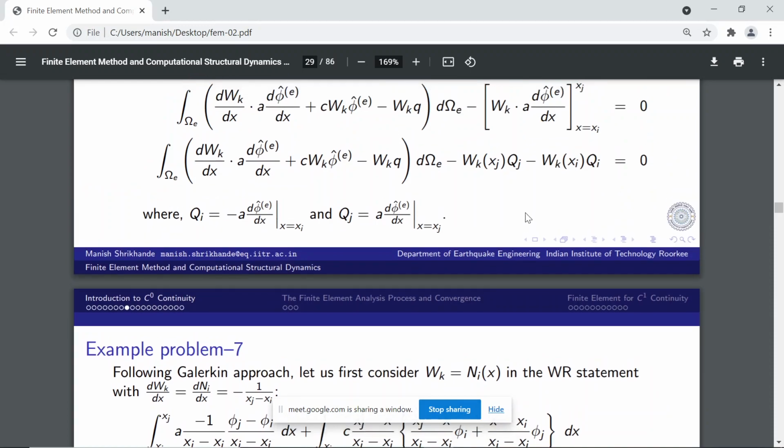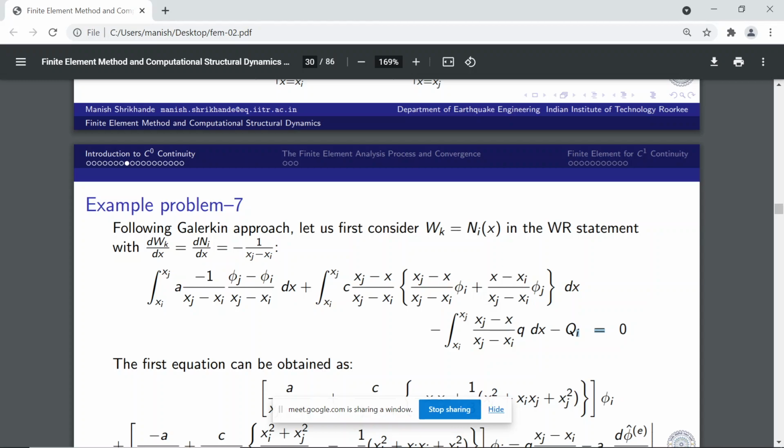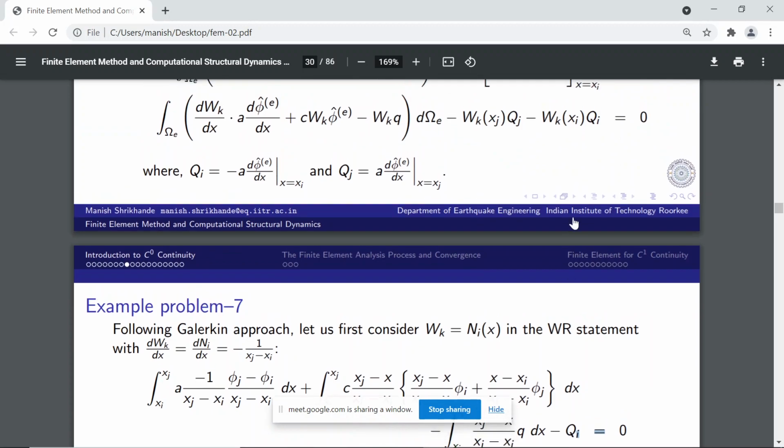There are two terms here: W at xj multiplied by qj, and W at xi multiplied by qi. So the qj term will vanish because Ni vanishes at xj. This term will vanish when the weighting function chosen is Ni. That's how you get only one term here, that is qi, because Ni evaluates to unity at x equal to xi. So W at xi is equal to 1, and that's how you get this minus qi term here.